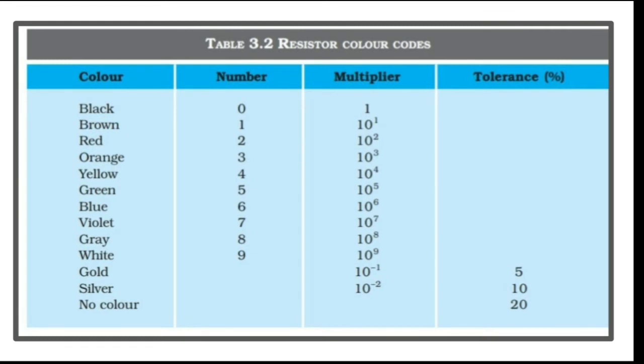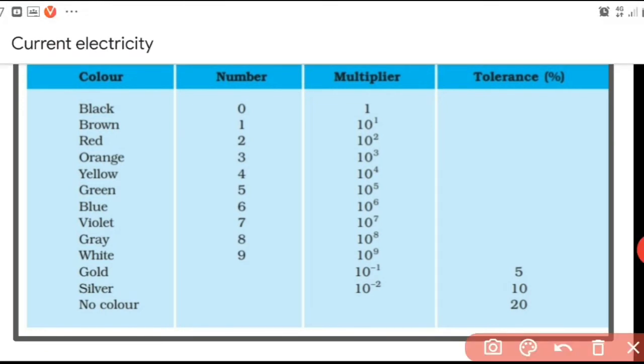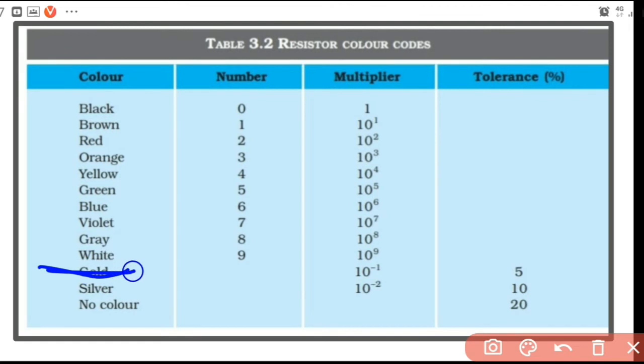So what about the color coding? Which colors do we use for which values? For that, there is an order. What is that order? First, let's discuss that order. Black, brown, red, orange, yellow, green, blue, violet, gray, white, then gold, silver and no color. Till white we will consider. Anyway, we have to learn it. So: black, brown, red, orange, yellow, green, blue, violet, gray, white.